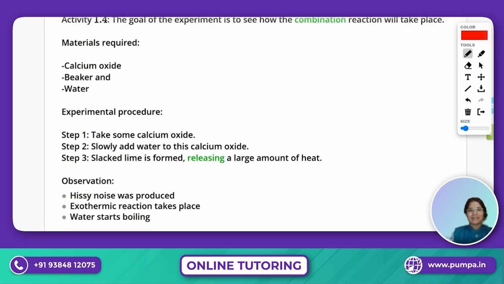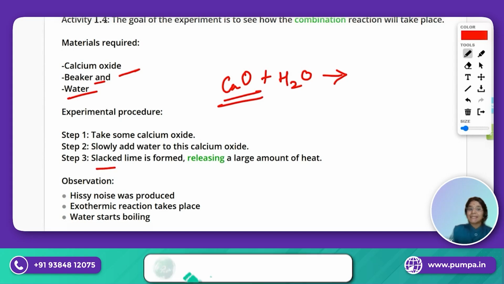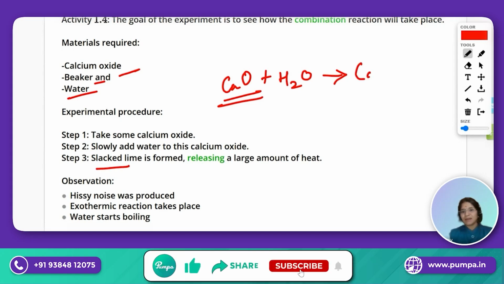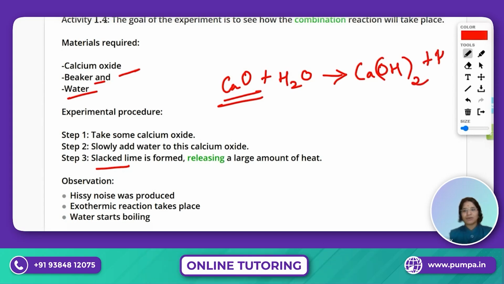Okay, now calcium oxide, CaO. Calcium oxide is CaO. Got it? So now the calcium oxide is being added with the water. Calcium oxide, water, beaker, these three are the only materials required. What is happening there? What type of substance is being formed? Slaked lime is formed, which is nothing but Ca(OH)2, calcium hydroxide, by releasing some amount of heat energy.